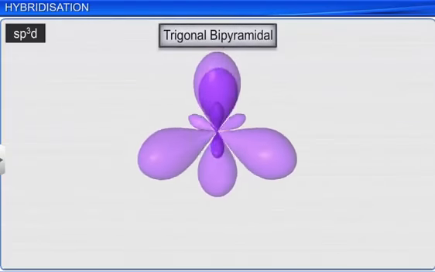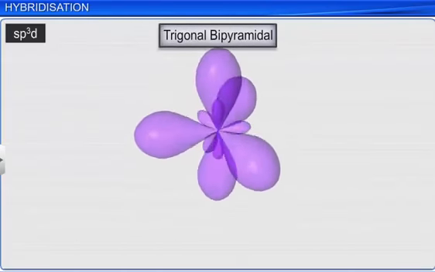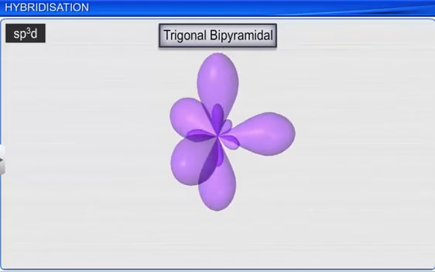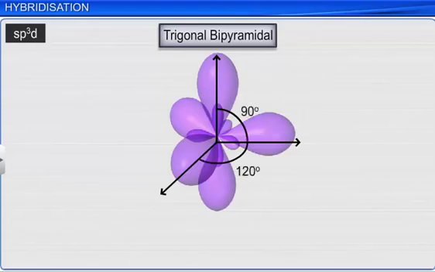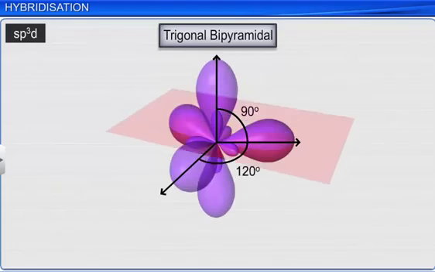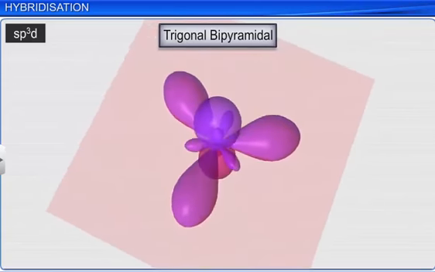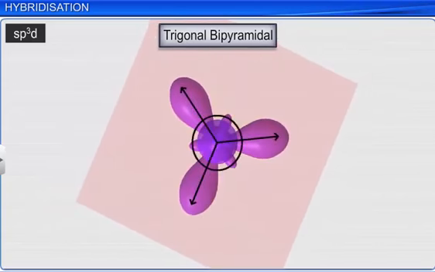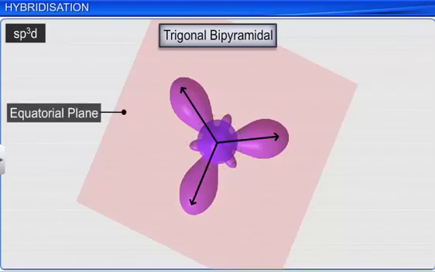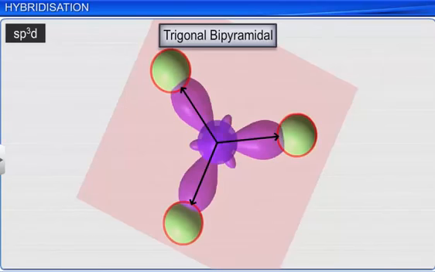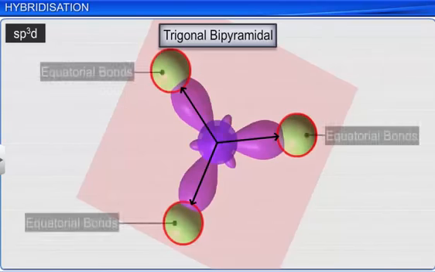They have a trigonal bipyramidal arrangement, which leads to the formation of two different sets of angles between orbitals. 3 of the hybrid orbitals lie in one plane, making an angle of 120 degrees with each other. This plane is called the equatorial plane, and the bonds formed by them are called equatorial bonds.